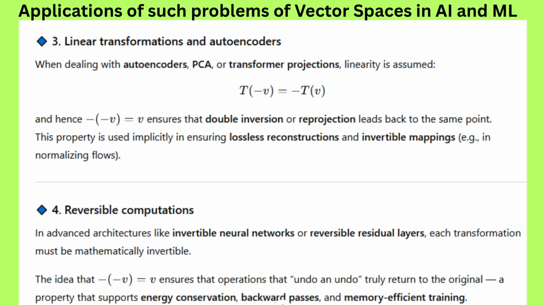We also have reversible computations. In advanced architectures like invertible neural networks or reversible residual layers, each transformation must be mathematically invertible. So the idea that the negative of negative V is V ensures that operations that undo and undo truly return to the original, a property that supports energy conservation, backward passes, and memory-efficient training, which we will talk about in future classes. We also have adversarial training.